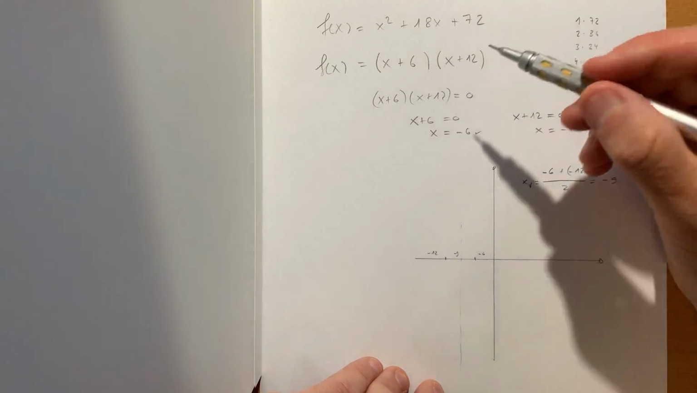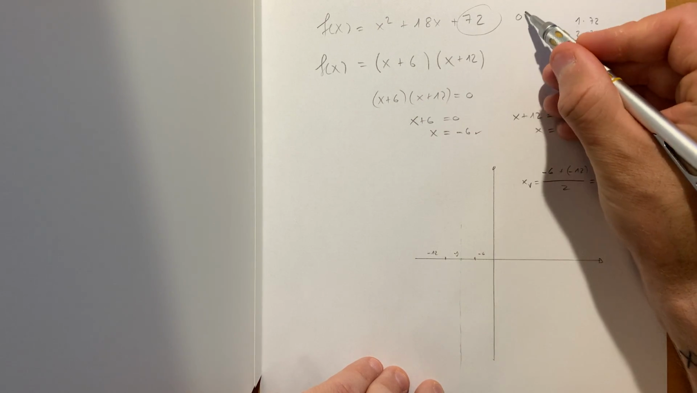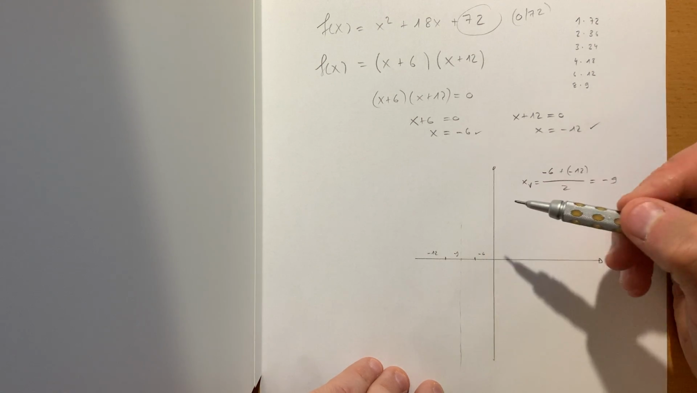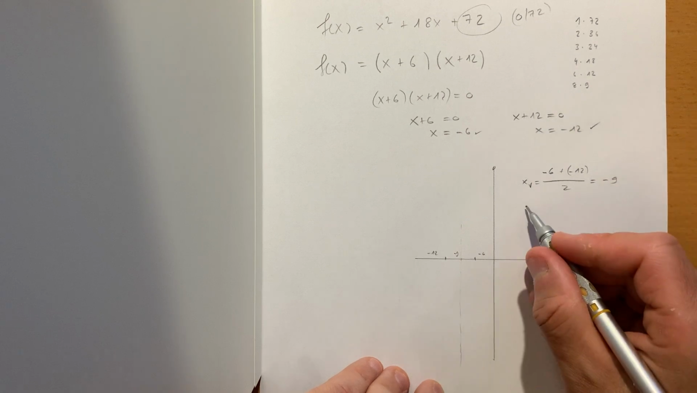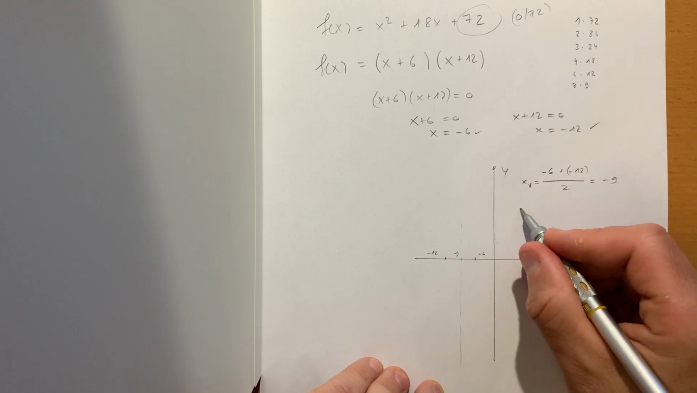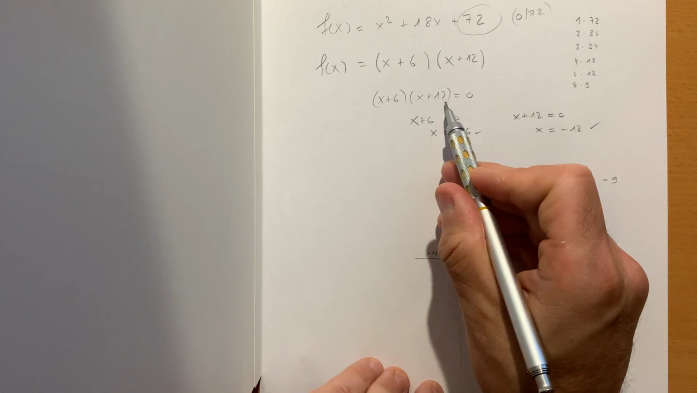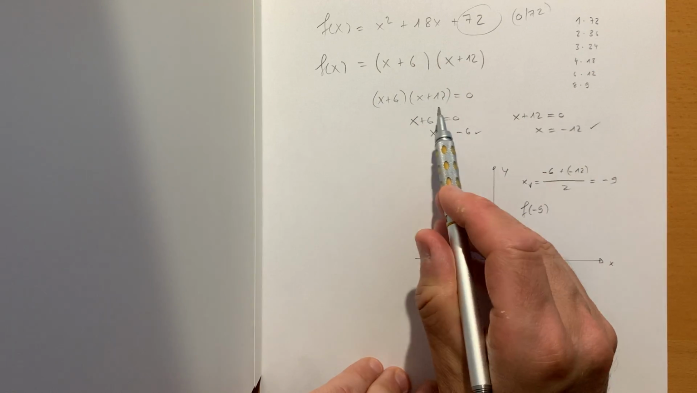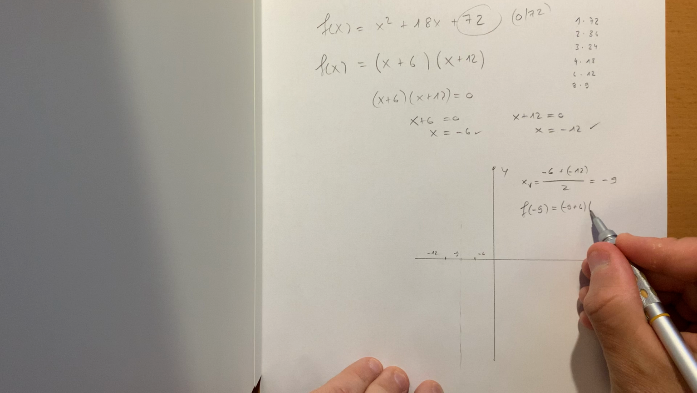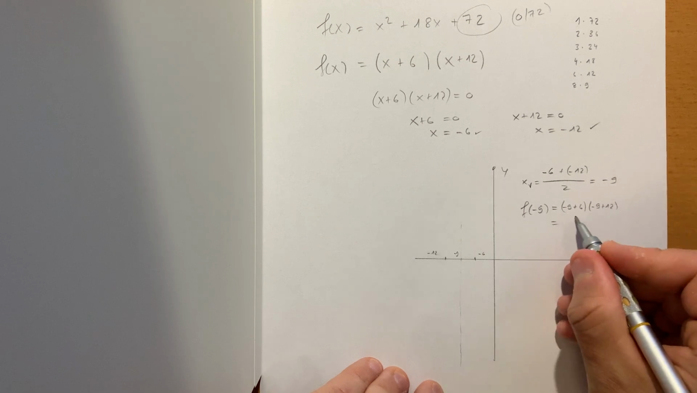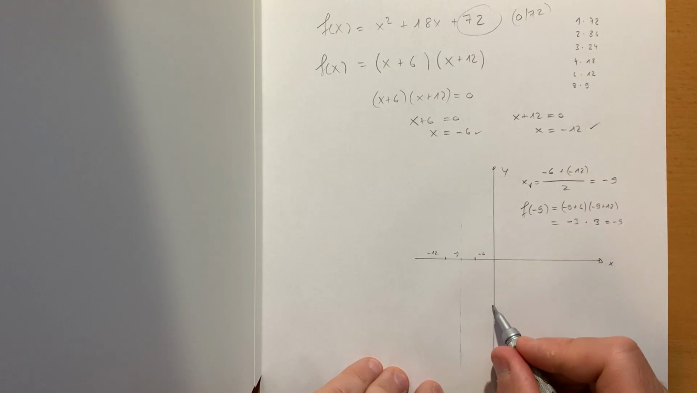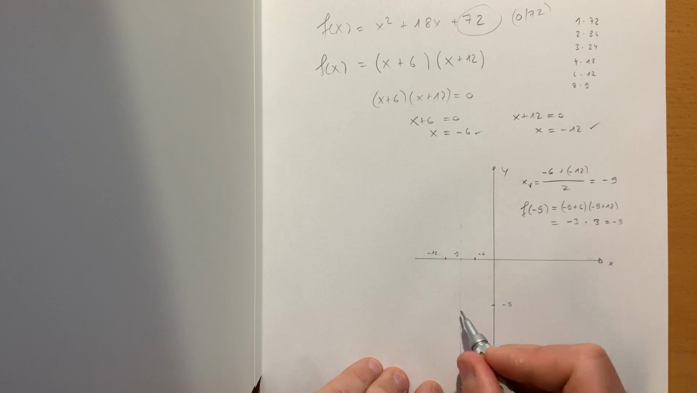You could work out the y-intercept. Well, that's 72. (0, 72). Well, that's very high up. That's too high up here for the moment. And then let's work out y_v. Well, you just plug in minus 9 into this or this function. I think it's much easier to plug it in here. So that would be minus 9 plus 6 and minus 9 plus 12. So this would be minus 3 and this would be 3, so it's minus 9. So apparently it's down here somewhere, minus 9.